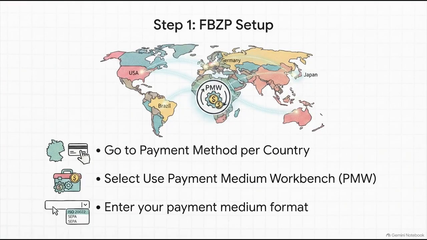Let's zoom in on Step 1, that FBZP setup. When you're configuring your payment method per country, there's a totally critical toggle you need to hit. Instead of using the classic payment programs, you absolutely must select Use Payment Medium Workbench, or PMW. It's crazy how this one little radio button acts as the essential bridge to modern formatting. Once you check that, you go to the Format field and plug in the name of your specific payment medium format, something like SEPA_CT, for example.